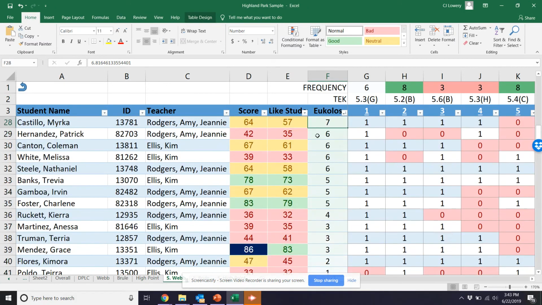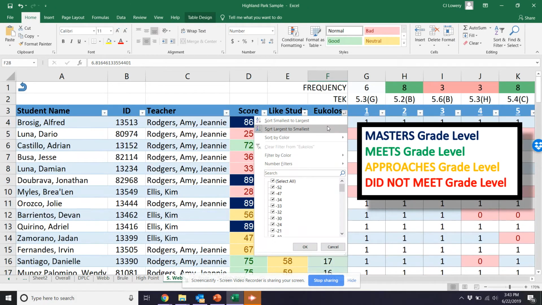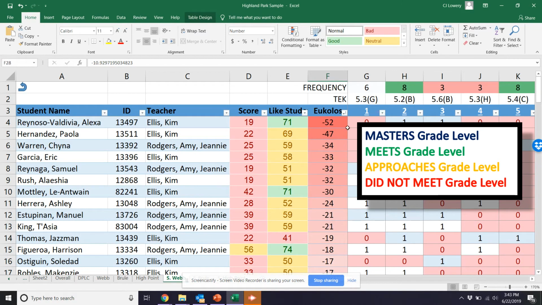But then what you want to do is you want to sort the Eukolos numbers, smallest to largest. Number one, you want to identify what really happened here. If they were projected at a 71, you've got such a large gap here. Are those kids that maybe you want to turn into the counselor, start getting them some social emotional help? Maybe it's not an academic issue, but this just allows you to identify those kids and start asking the questions.